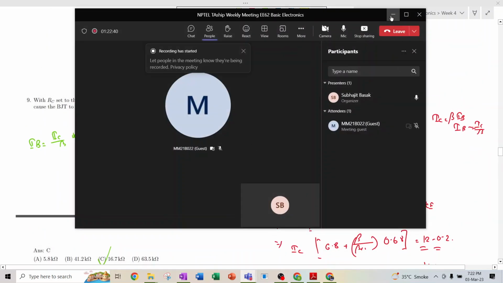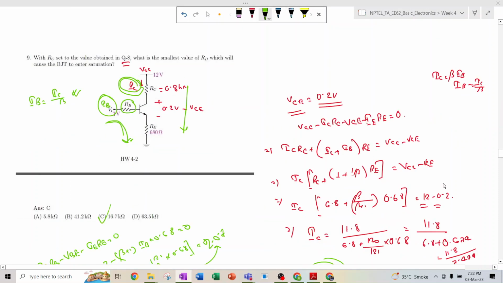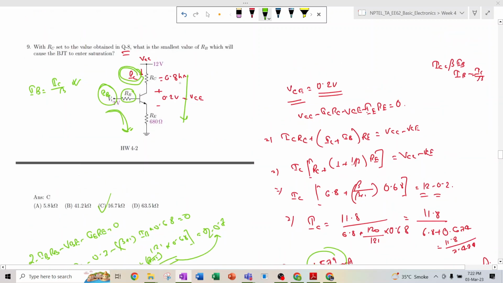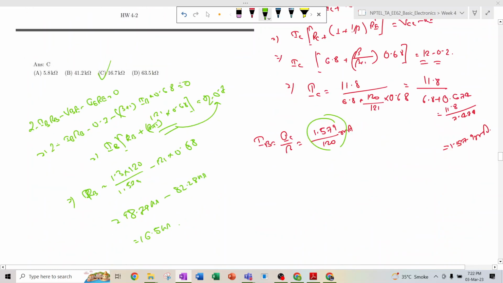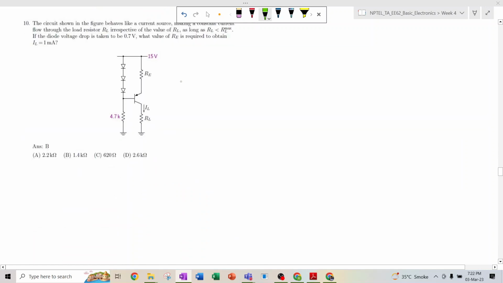You understood, right, how we usually do the input KVL and the output KVL to find out the particular value of IC or IB? Okay, so we are moving forward to the next question.